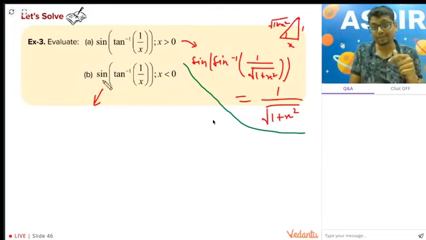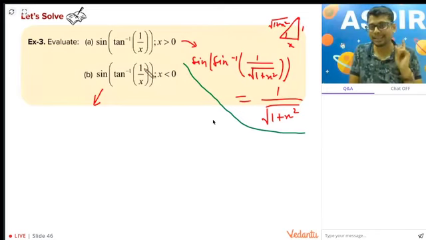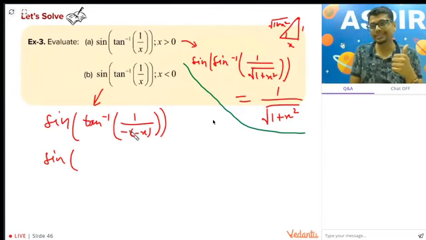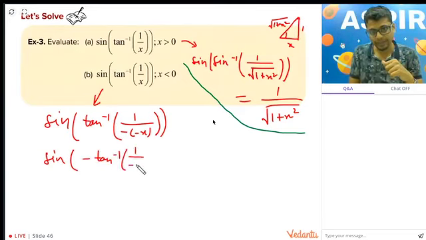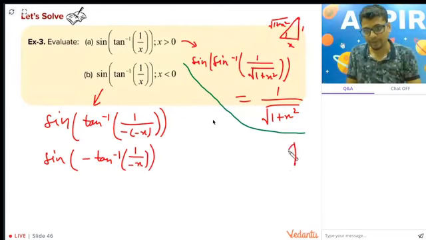So sine of tan inverse 1 by x when x is less than 0. So this is negative, so I directly may not use this. I'll have to create the same way: tan inverse 1 by minus of minus x I can write. So this becomes sine of tan inverse minus t, which is minus tan inverse t. So minus tan inverse 1 by minus x. Now minus x is positive. If x is negative, minus x is positive. Right? So please pay attention.